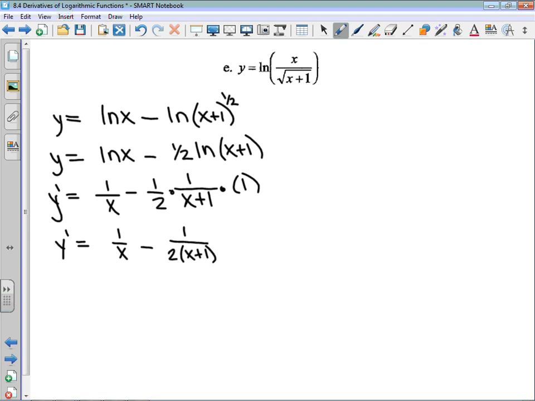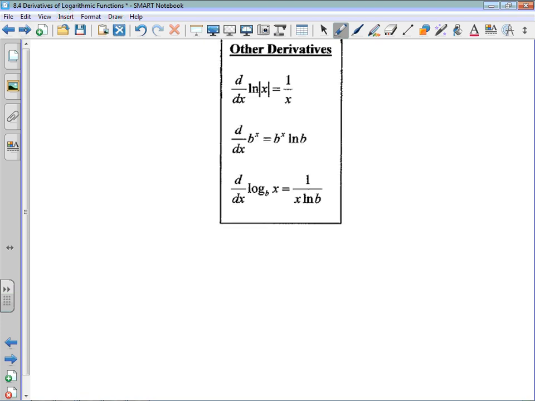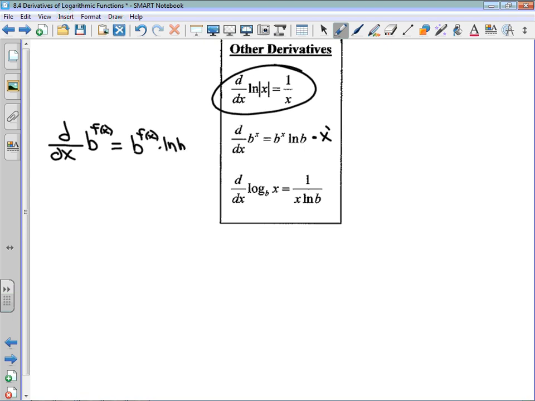So they show some other derivatives here, just other ways of dealing with this. This is what we've already looked at, the derivative with respect to x of the natural log of the absolute value of x. This one's a little different, d over dx of b to the x. It can be written in a different way. What I like to encourage students is to remember that we could or really should include that x prime in there. One of the ways that I like to deal with that is I'll typically write d over dx of b to the power of a function is equal to b to the power of that function times the natural log of b, and then multiplied by the derivative of that function.